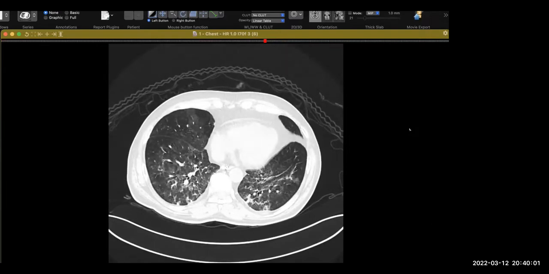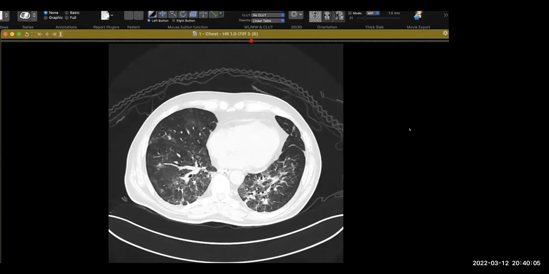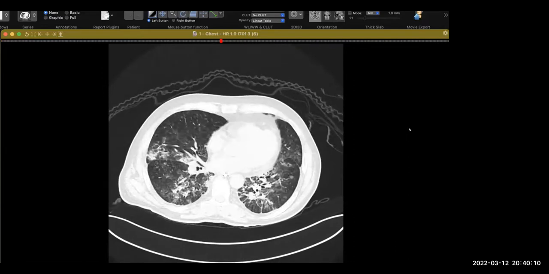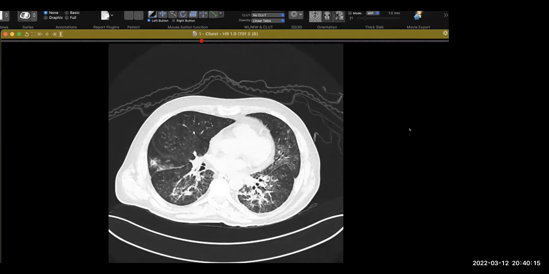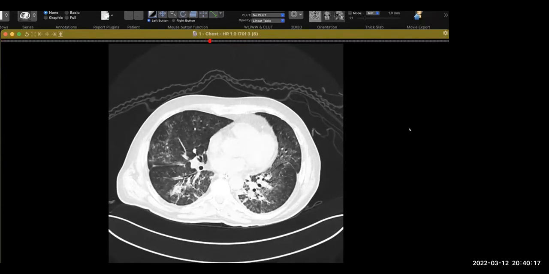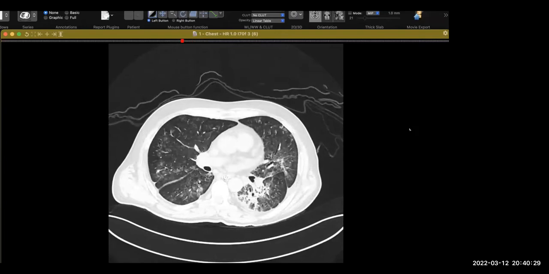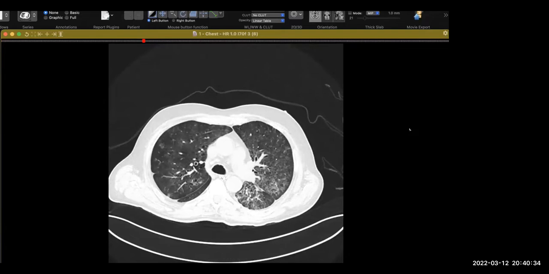I don't see any obvious pneumothorax. There is a mild pleural reaction on the left side. And there appears to be a mild tree-in-bud-like pattern along the right middle lobe, which makes me suspicious of an endobronchial type of infective pathology. And there is architectural distortion as well.